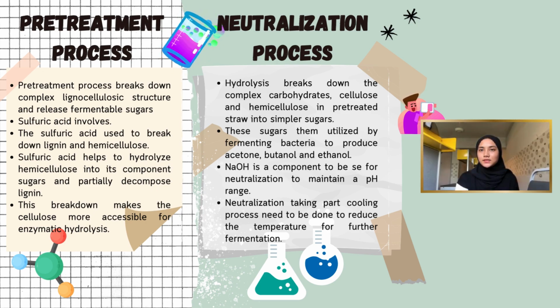The next step is neutralization. Hydrolysis breaks down complex carbohydrates like cellulose and hemicellulose in the pre-treated straw into simpler sugars. This step is essential for the overall efficiency and yield of the biofuel production process. Neutralization is necessary to maintain a suitable pH level, as the acidic conditions from pre-treatment can hinder bacterial activity. Sodium hydroxide (NaOH) is commonly used for this purpose, ensuring the pH remains optimal.